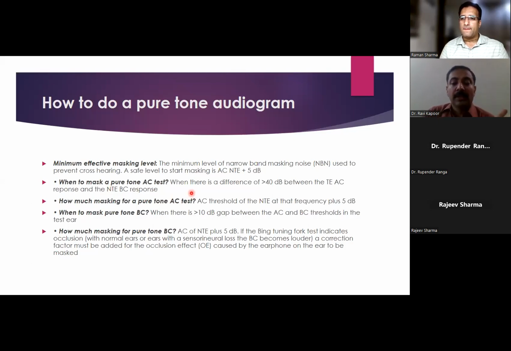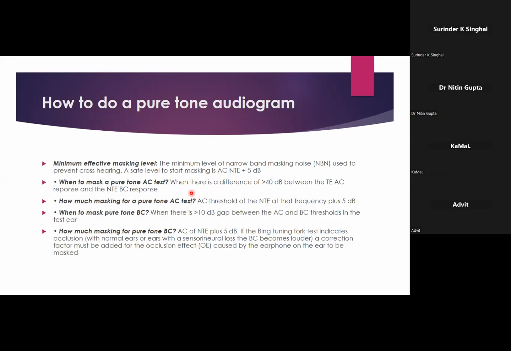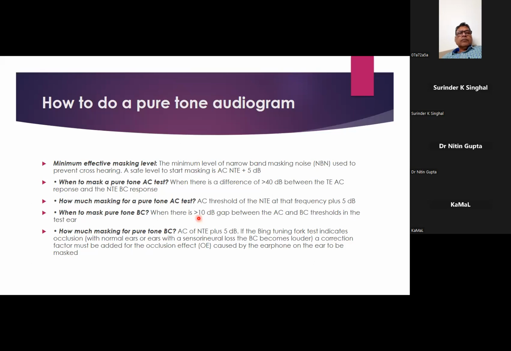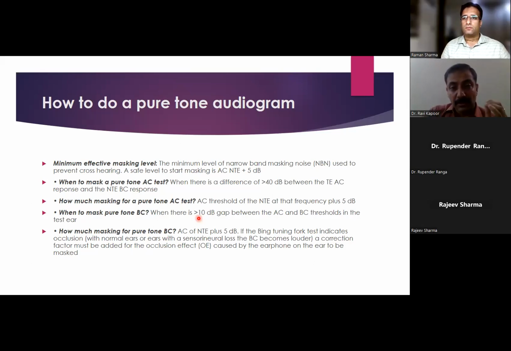So when to mask during AC, air conduction audiometry? Whenever there is a difference of more than or equal to 40 decibels between the test ear and the non-test ear, we have to insert the masking in the non-test ear. How much masking? The AC threshold of the non-test ear plus 5 decibels. In case of BC audiometry, when to mask? If there is an air-bone gap of more than 10 decibels, we surely have to mask. How much masking? AC of the non-test ear plus 5 decibels. So this is the safest minimum level.